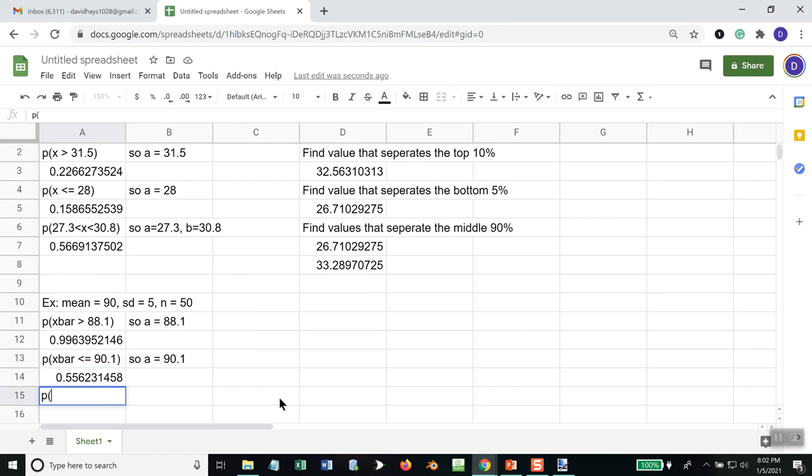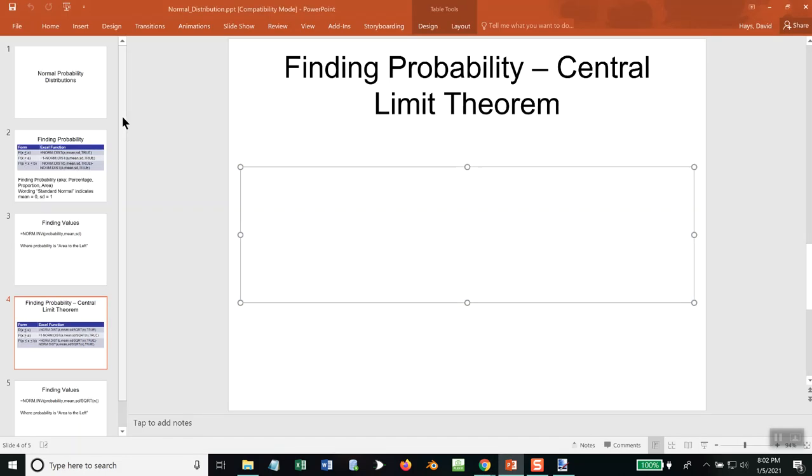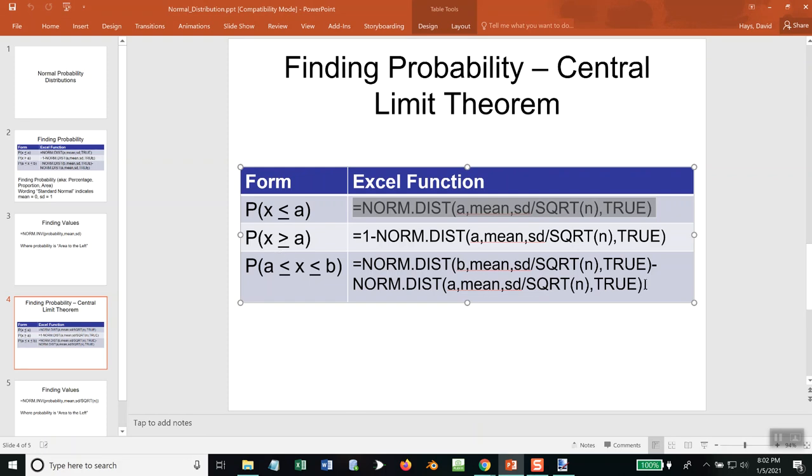And then our last example. Let's see. 88 to 91. When you've got a range, your smaller one is your A, so A is 88, B is 91, and I'm not sure why I put that there. That should be a parentheses. And the between case is this third one, and this is our formula. We just plug in the values we identified.